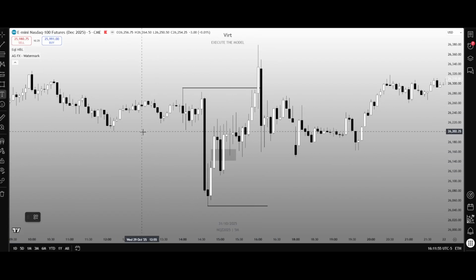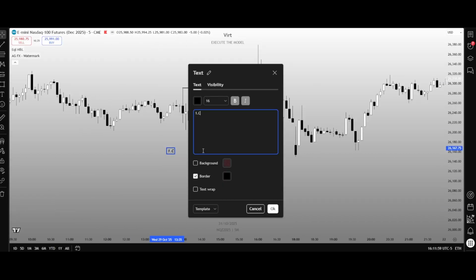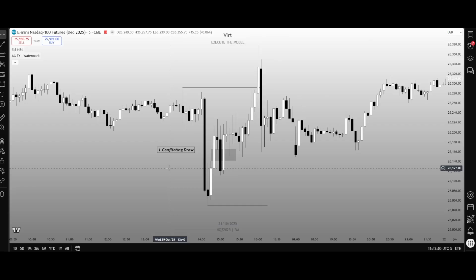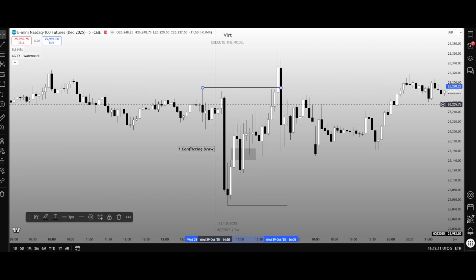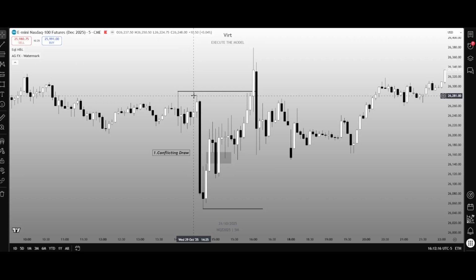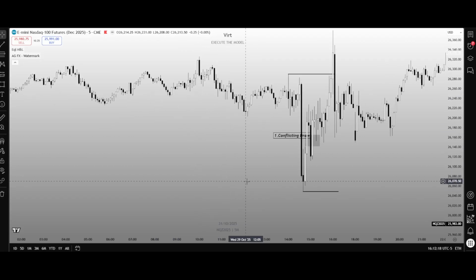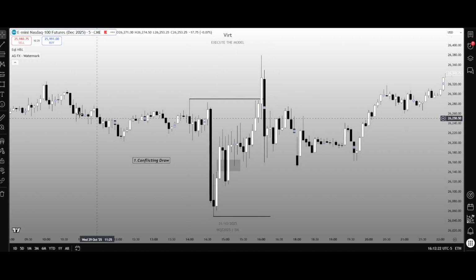The first type of setup that I see fail is conflicting draws. Conflicting draw setups are definitely a big one. It's usually when I see price create a draw on liquidity on both sides of the market, or at least one draw on liquidity on one side, and then you're targeting the wrong side of draw on liquidity. For example, this is FOMC at 2 p.m. Eastern Standard Time.